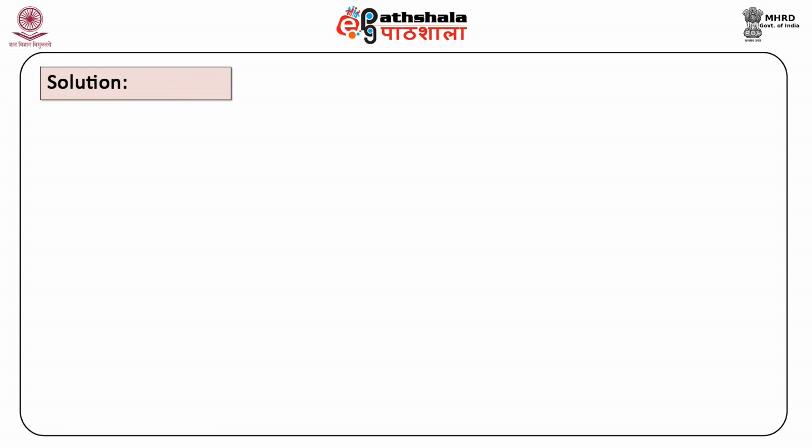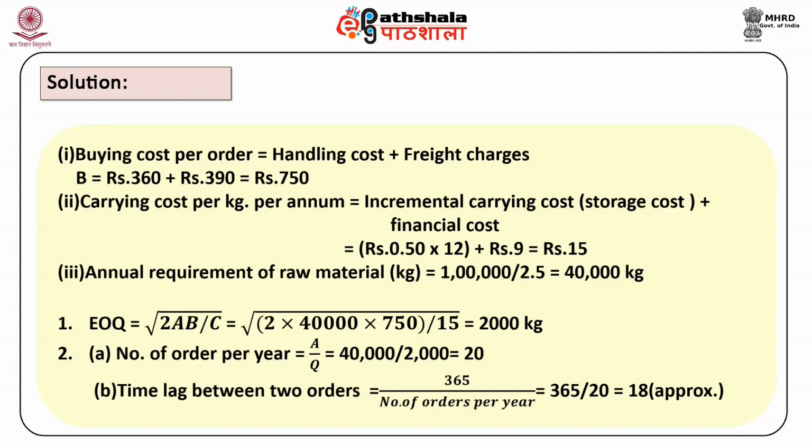Solution: 1. Buying cost per order is equal to handling cost plus freight charges. In this case, it comes to 360 plus 390 is equal to 750. We can term it as B. 2. Carrying cost per kg per annum is equal to incremental carrying cost, that is storage cost, plus financial cost, which comes to 0.50 into 12 plus rupees 9. The total comes to rupees 15.